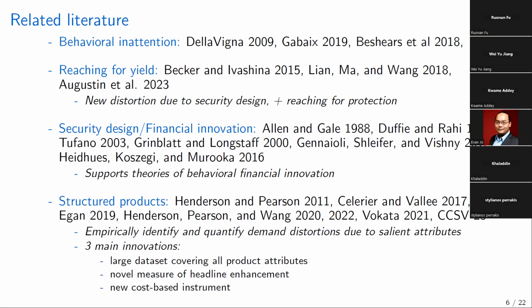So here are the 7 papers that we have in top journals. My contribution is to identify and quantify the distortion that comes from salient thinking of investors. And there are 3 main innovations that allow me to arrive at the result.